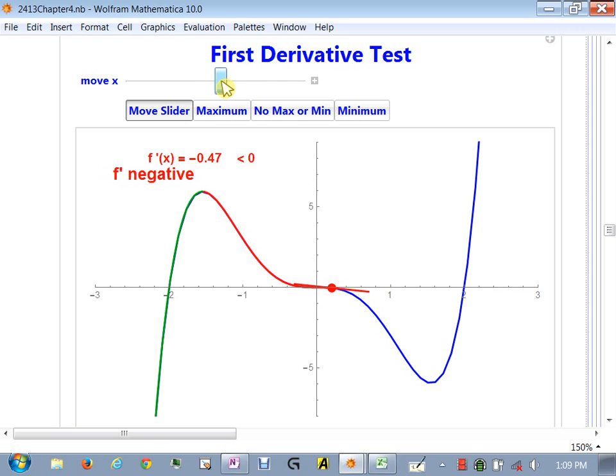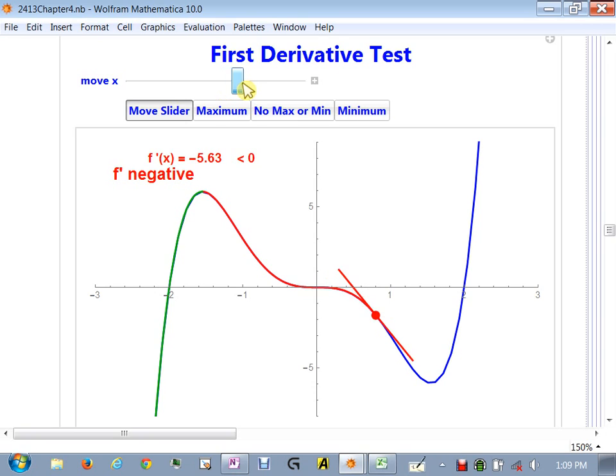To the right, my derivative is what? Negative. Is this a local max or min right here? No. Why? Because the derivative went from what? Negative to negative, right? It didn't switch signs. The first derivative test says we have to have a switching of signs in the derivative in order to have a local max or min.